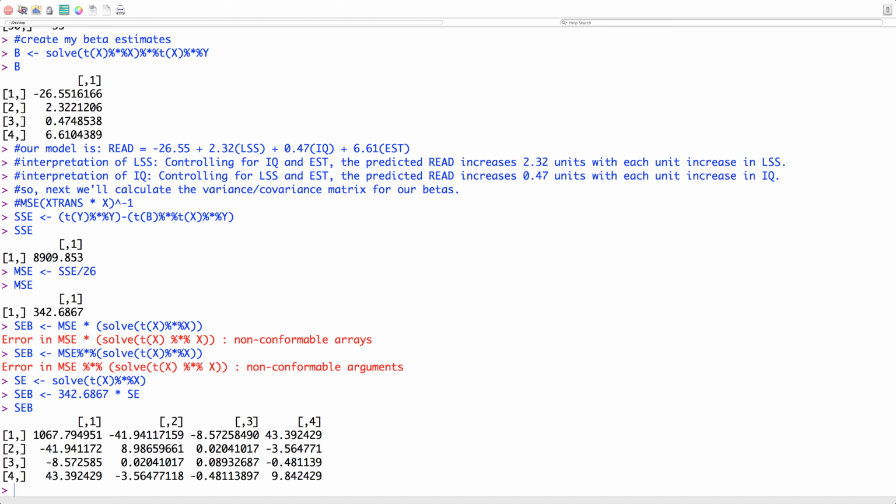Okay, all right, anyway. So remember that, make a note of it. Now, what's important here, if you look at the non-diagonal entries, this is the covariance between, for example, our second predictor, which would be LSS, and our first predictor. So this has a covariance of negative 41.94.